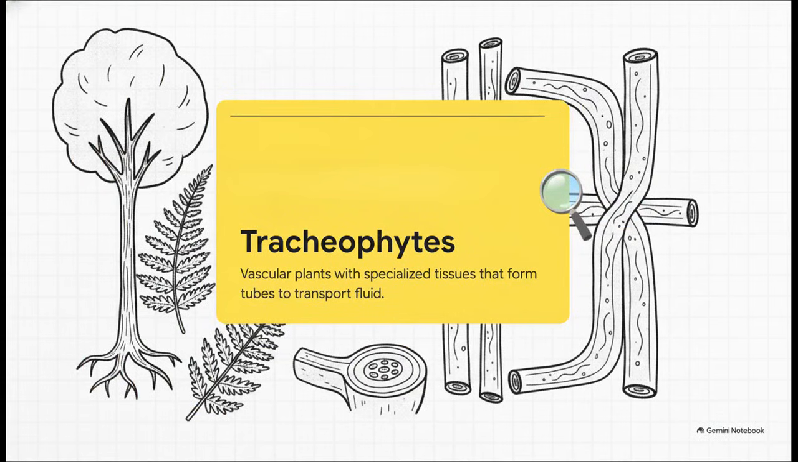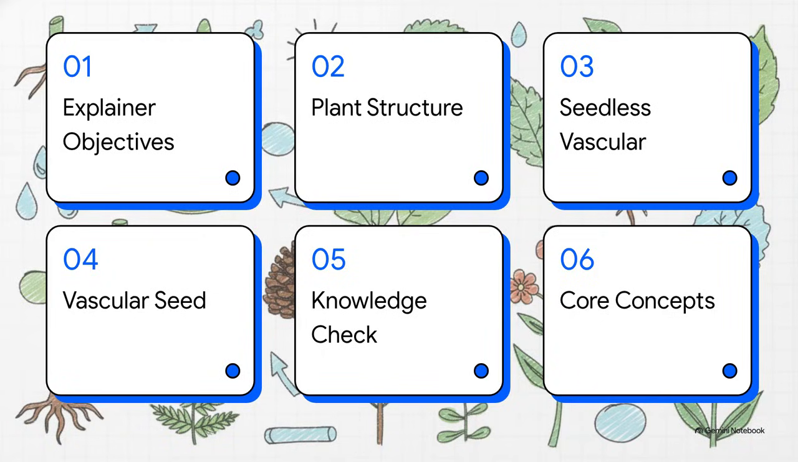Well, the secret to their massive success really comes down to a single word: tracheophytes. Tracheophytes are vascular plants, and if we break that down, the word literally translates to tube plants. These guys possess highly specialized internal tissues designed specifically to transport fluid. That internal tube-like plumbing system is the absolute secret behind their massive size and really their incredible evolutionary success all across terrestrial ecosystems.